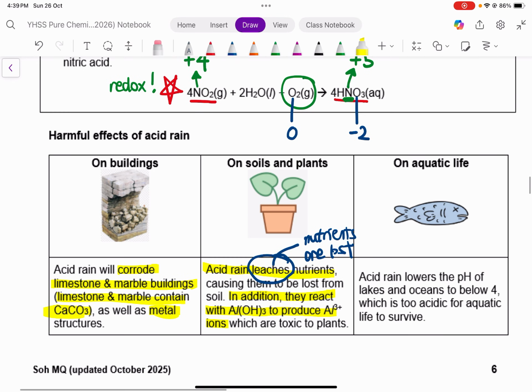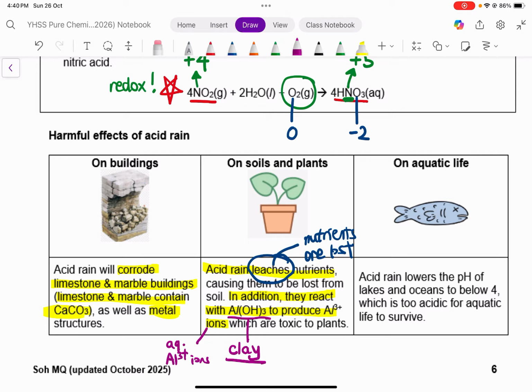Okay, you must be wondering, where on earth does aluminium hydroxide come from, right? Most soil has aluminium hydroxide because aluminium hydroxide is present as clay. Clay contains a lot of aluminium oxide and aluminium hydroxide. That's why if there's acid rain, it will react with it to form Al3+ ions, which will be toxic to the plants. Now, these Al3+ ions that I'm referring to are aqueous Al3+ ions.